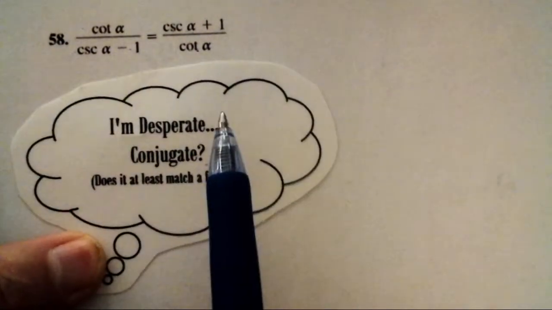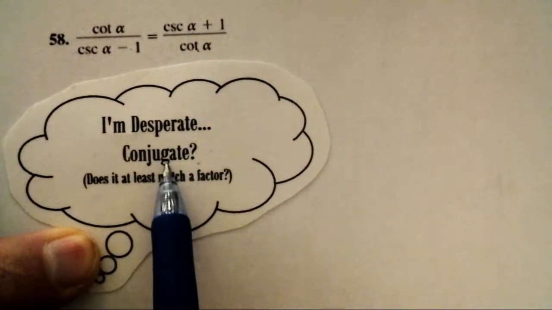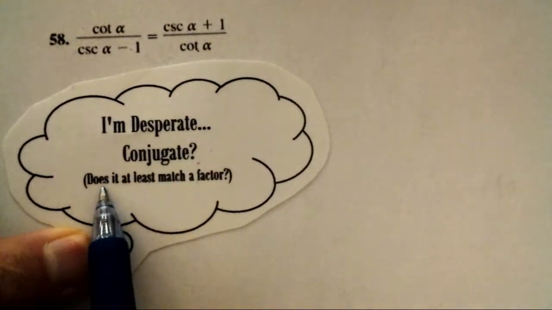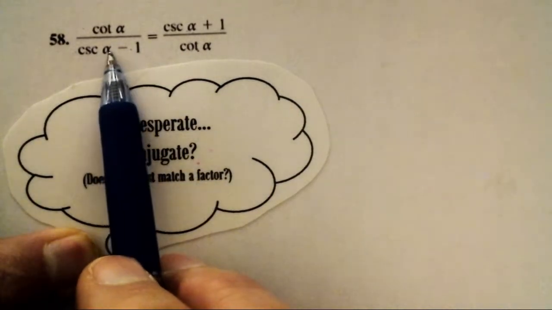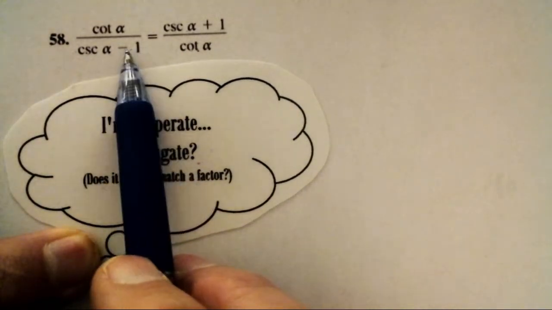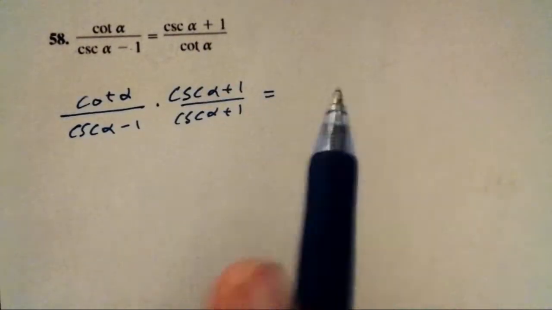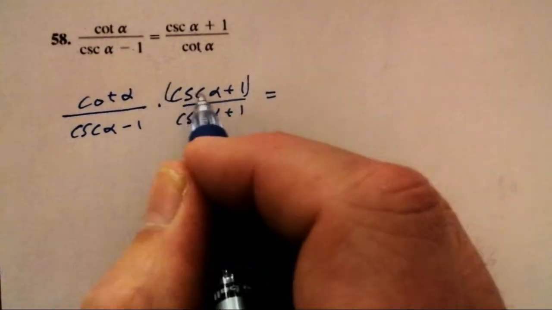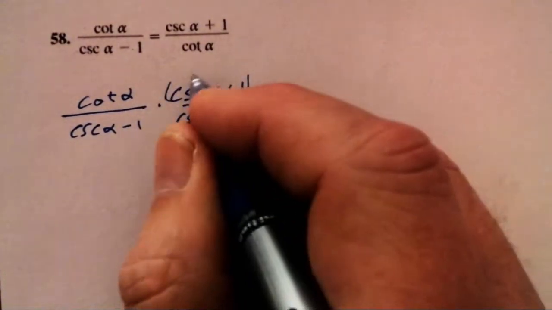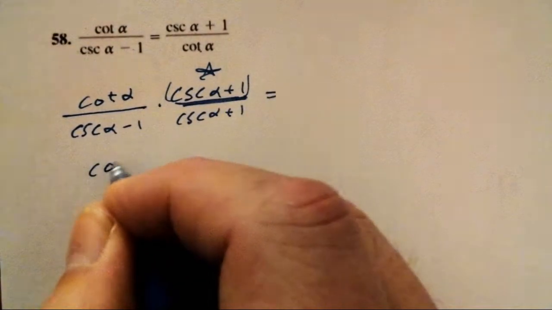Here's my thinking. All right, I don't really know how I want to start this one. I'm desperate. Might I try a conjugate? Well, does it at least match a factor? Well, the conjugate of cosecant fish minus 1 is cosecant fish plus 1, so it matches the factor in the numerator. Now, if you're thinking along with me, should I distribute this? No way.